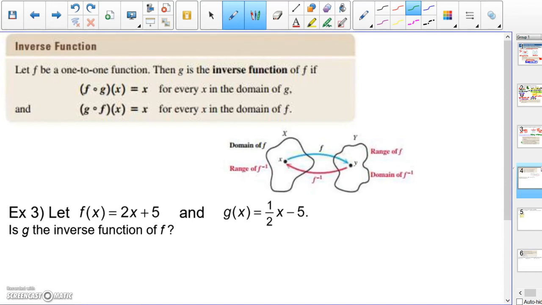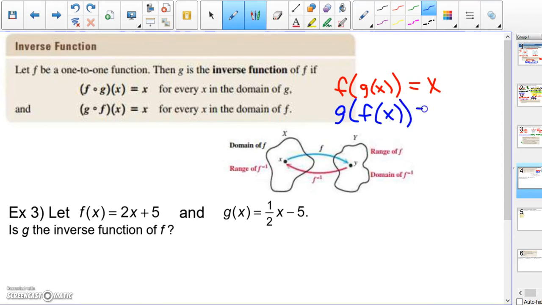Inverse function is defined in this box. Let f be a one-to-one function, then g is the inverse function if f of g of x equals x and g of f of x equals x. So notice they're saying if you plug one function into the other function, f of g of x is going to equal x, and also you have to plug it in the other way, g of f of x equals x. Okay?